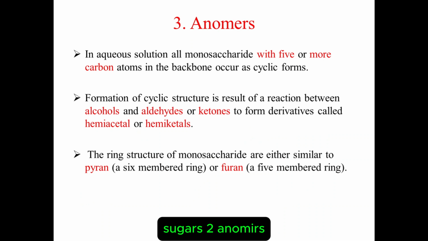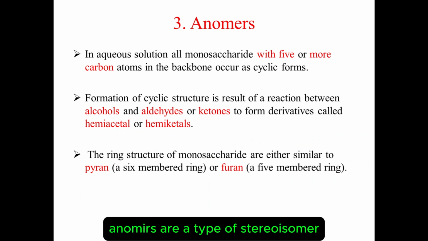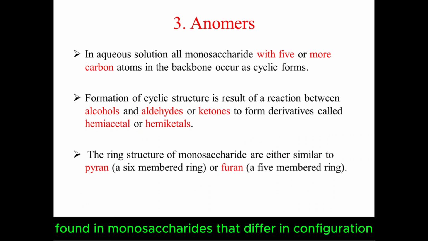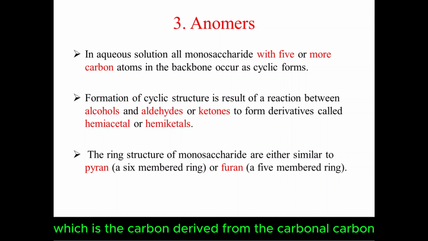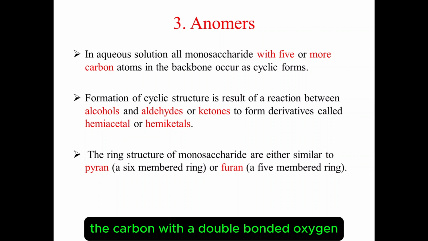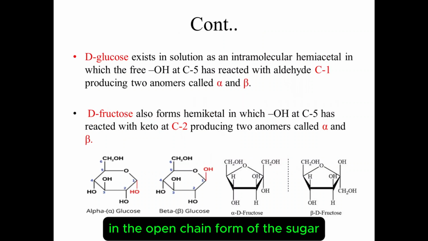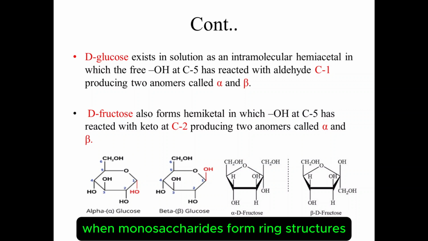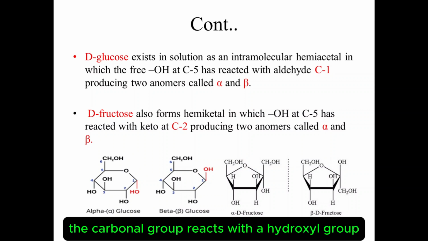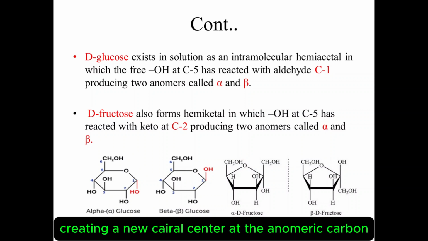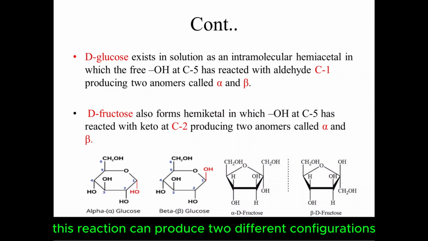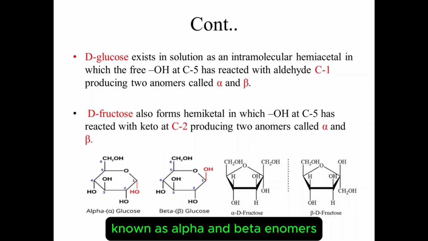2. Anomers. Anomers are a type of stereoisomer found in monosaccharides that differ in configuration at the anomeric carbon, which is the carbon derived from the carbonyl carbon, the carbon with the double-bonded oxygen, in the open-chain form of the sugar. When monosaccharides form ring structures, the carbonyl group reacts with a hydroxyl group on the same molecule, creating a new chiral center at the anomeric carbon. This reaction can produce 2 different configurations, known as alpha and beta anomers.